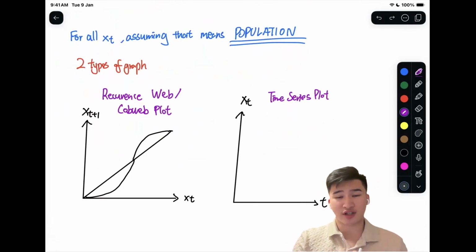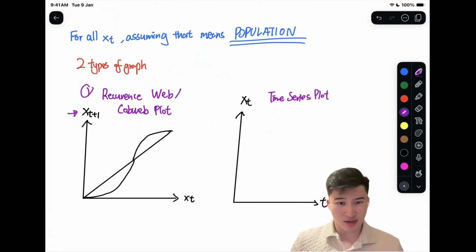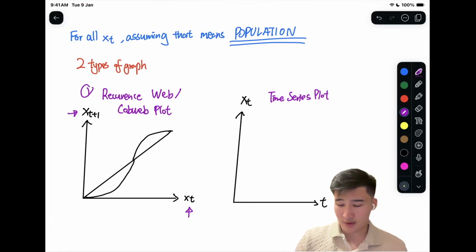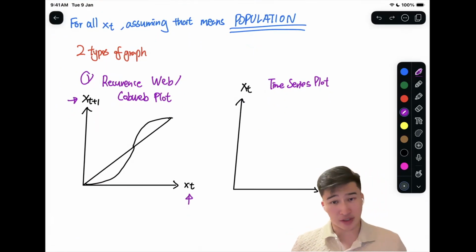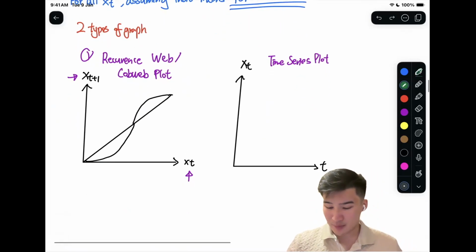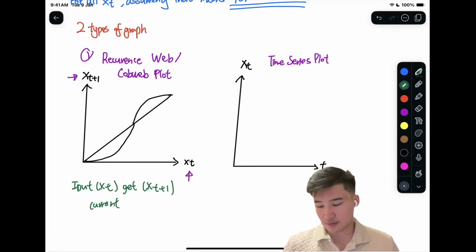So, pretty quick before our challenge, I'm going to do a quick introduction here. Number 1 here is our recurrence web or cobweb plot, which has a y-axis of x_{t+1} and an x-axis of x_t. x_t is basically our current term, and x_{t+1} is our future term. So the way we can interpret this graph is by inputting x_t, and we get x_{t+1}. Input current, you get future.